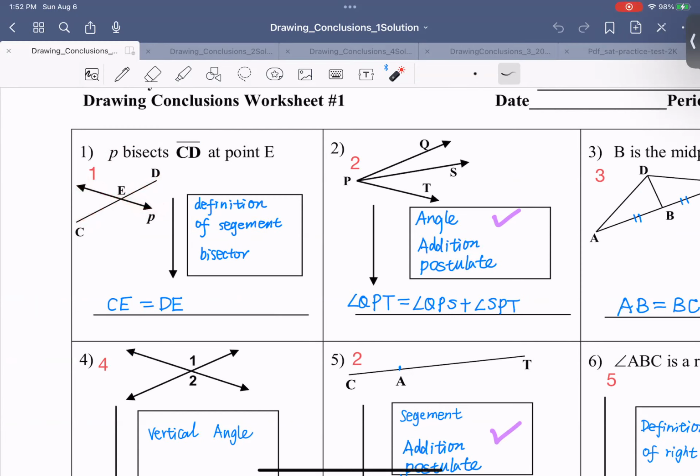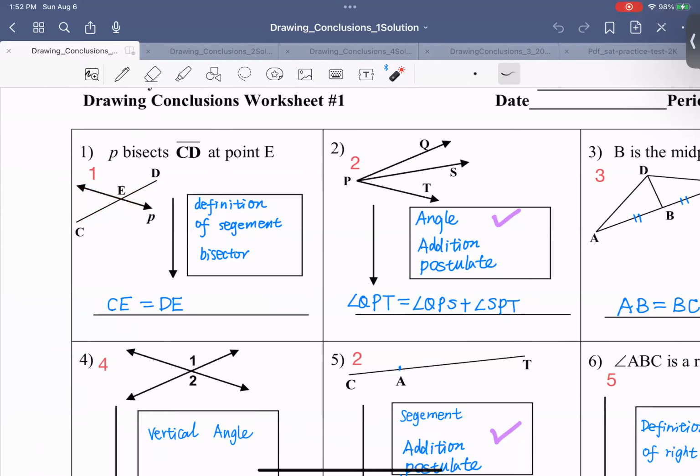People feel confused. People think bisect means 90 degrees. Not really. This line bisects this line segment as long as these two parts are equal. If this line makes these two pieces equal and at the same time it's 90 degrees, you will call this line a perpendicular bisector. You can bisect without being perpendicular. You can bisect and also be perpendicular. So definitely this line bisects this segment. This is called the definition of segment bisector.